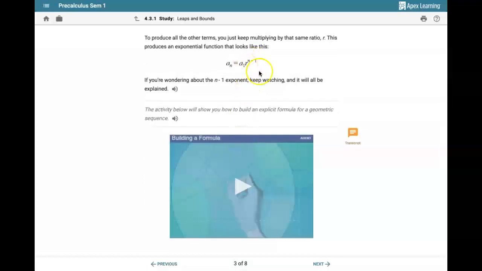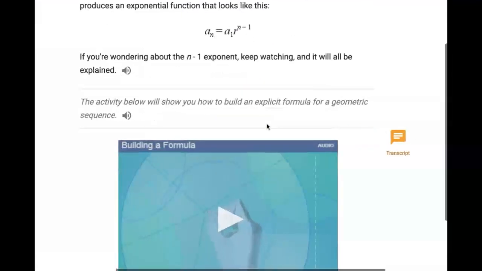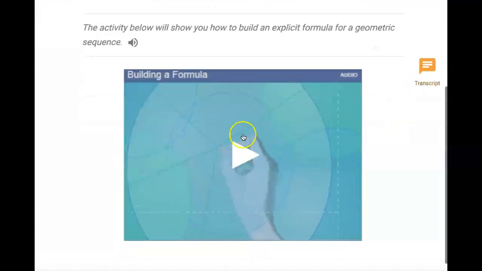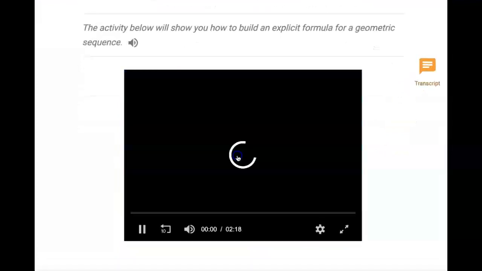But there's this new thing, this n minus 1 exponent. So the question is where might that come from? We've dealt with a sub n, we've dealt with a sub n minus 1, and that r constant. But the question is how did we get to that exact equation? So we'll watch this here about building a formula.